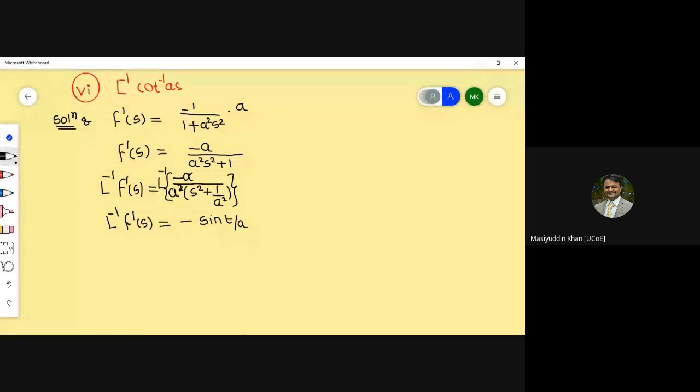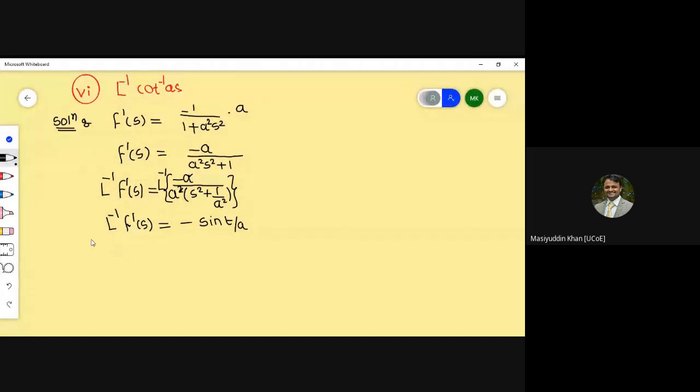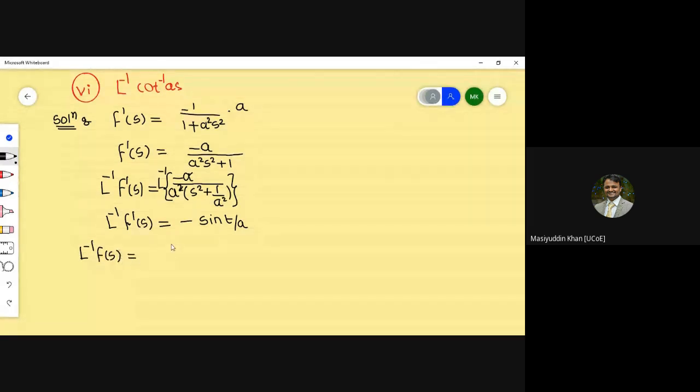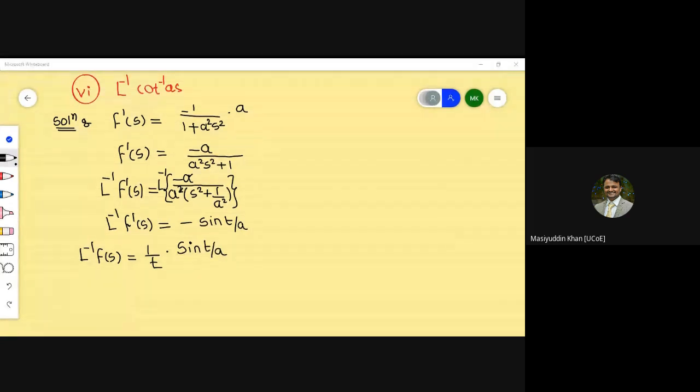Now at the end you have to multiply with the main formula, that is the Laplace inverse of f of s, which is equal to minus 1 by t. So minus minus this part will become plus. So 1 by t into sine of t by a. And this will be the final result.